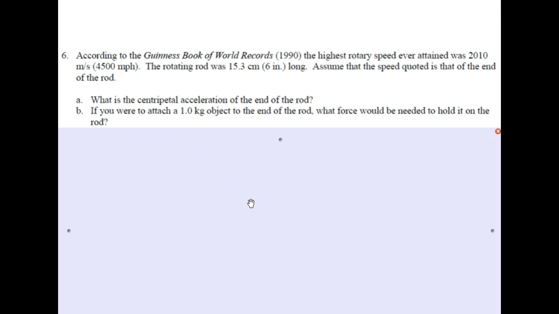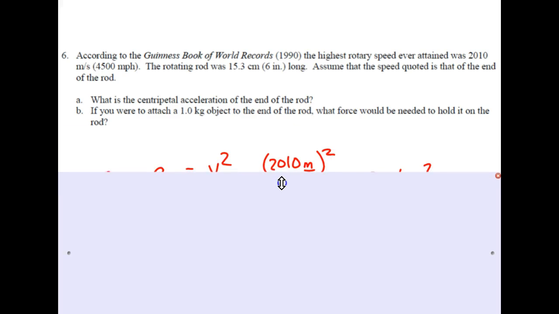According to the Guinness Book of World Records in 1990, the highest rotary speed ever attained was 2,010 meters per second, which is 4,500 miles per hour. The rotating rod was 15.3 centimeters, which is about 6 inches long. Assume the speed quoted is that of the end of the rod. A, what is the centripetal acceleration at the end of the rod? And B, if you were to attach a 1 kilogram object to the end of the rod, what force would be needed to hold it on the rod?